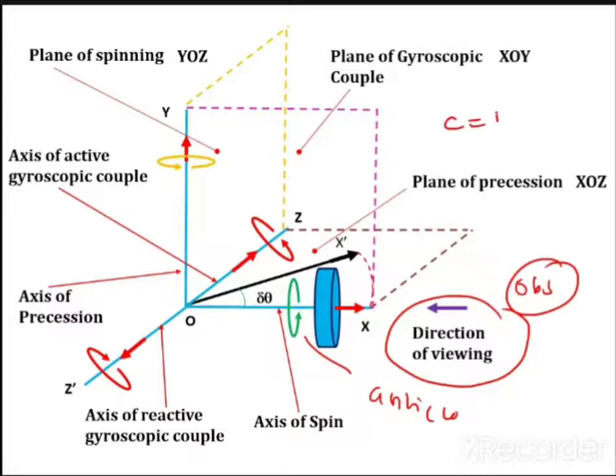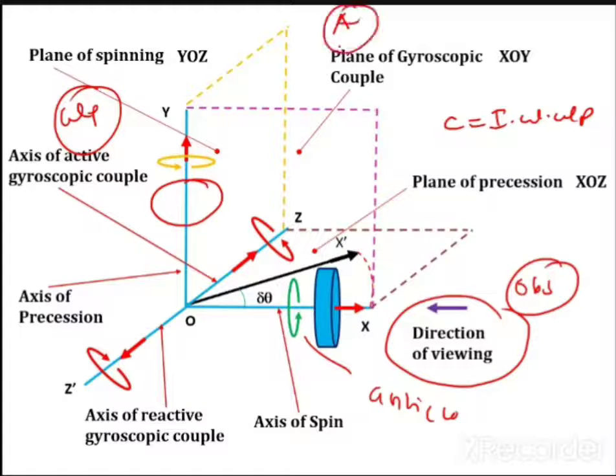Now let us say that I applied a torque. C is equal to I omega into omega p. What is that torque? Torque on the axis OX. Because of this, this axis OX will spin about this axis OY. At what velocity? Omega p. Now the axis has got a new position OX dash. So now this applied torque is called the active gyroscopic couple, and opposite to this you will have a reactive gyroscopic couple. The effect of this reactive gyroscopic couple you will get in this plane of gyroscopic couple, that is YOX.